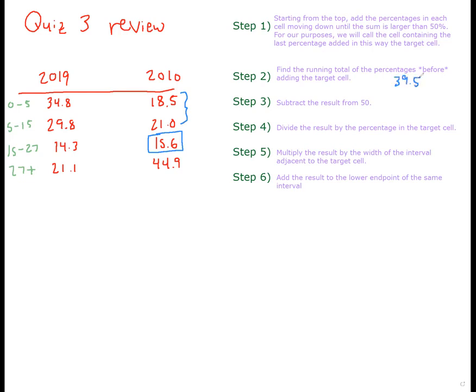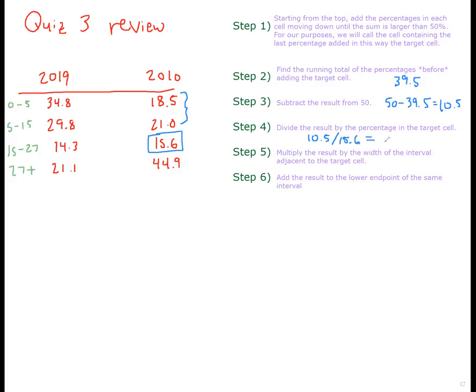Step 3, subtract that result from 50. So I'm going to take 50 and do minus 39.5. That's going to give me 10.5. Okay. Step 4, divide that result by the percentage in the target cell. So I'm going to take 10.5 and divide that by the 15.6 in my target cell.